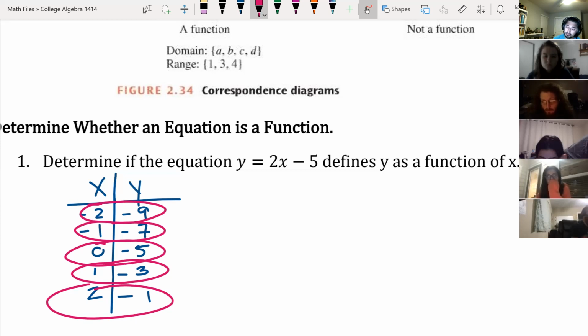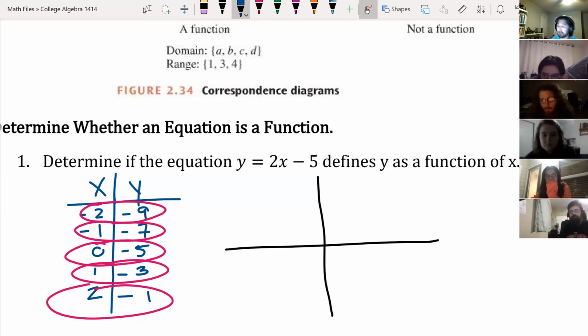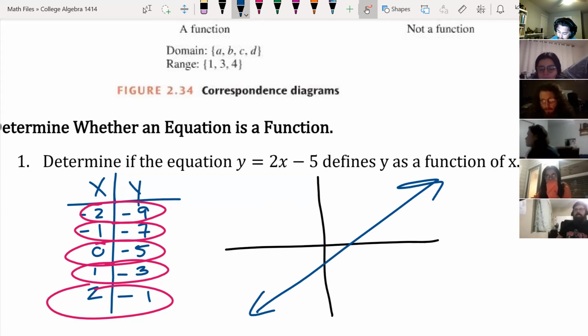All right. And then another way to determine that you have a function is, well, graph it. Y equals 2x minus 5 is a linear equation, which means that's going to be the graph of a, it's in the name. Linear means, anybody? Straight line. A line, right? So my graph would look something like this. Just a sketch, right?